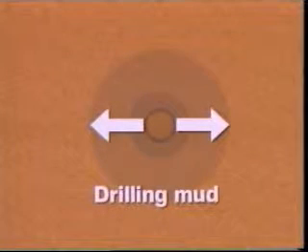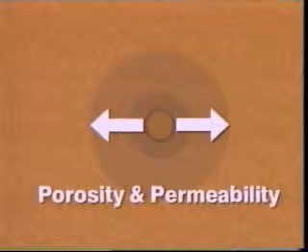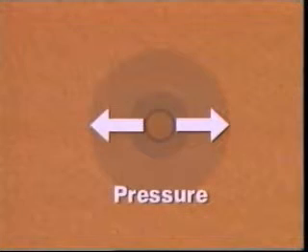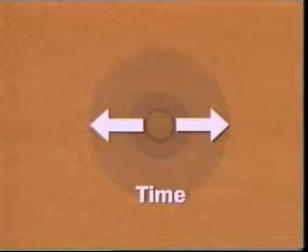The extent of the flushed and invaded zones depends on many factors, including the nature of the drilling mud, the formation porosity and permeability, the pressure differential between mud column and formation, and the time since the formation was first drilled. Generally, very porous and permeable formations are seldom deeply invaded. This is because initial rapid invasion causes an impermeable mud cake to quickly develop.